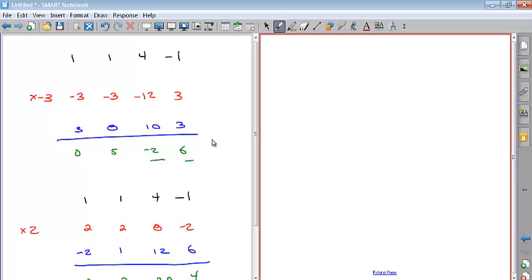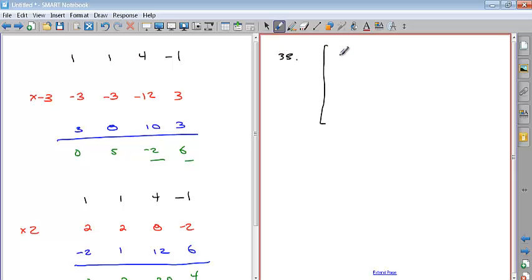Okay, next one is 33. So 33 says write the matrix in row echelon form. Remember, the row echelon form of a matrix is not unique. Okay. So 33.